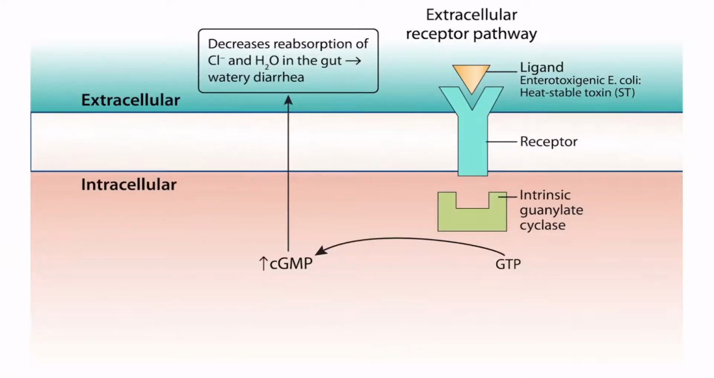This diagram describes the heat-stable toxin of Enterotoxigenic E. coli, which you can see labeled over here. What happens is the heat-stable toxin will bind to this receptor on the cell membrane, acting like a ligand.